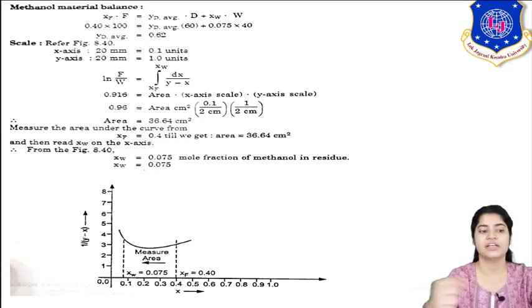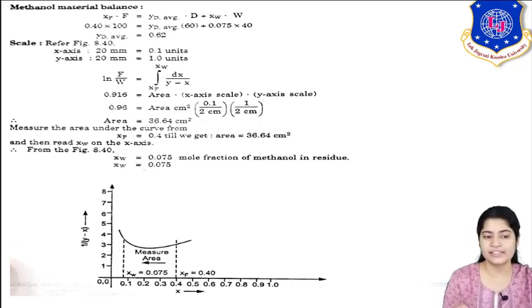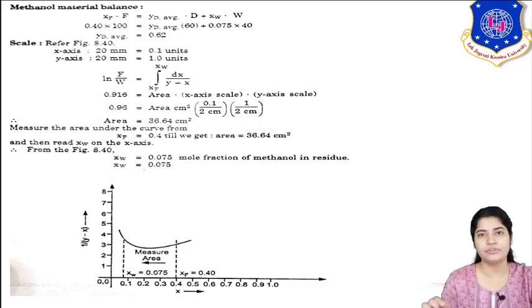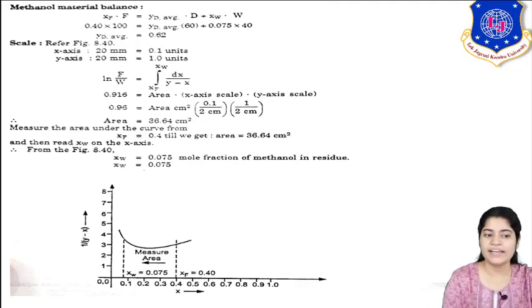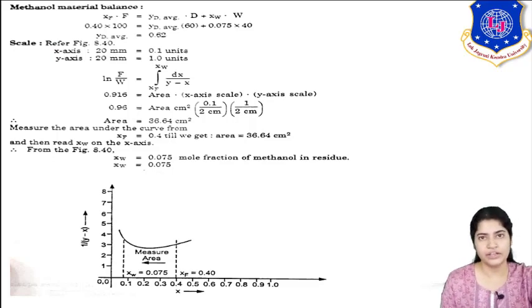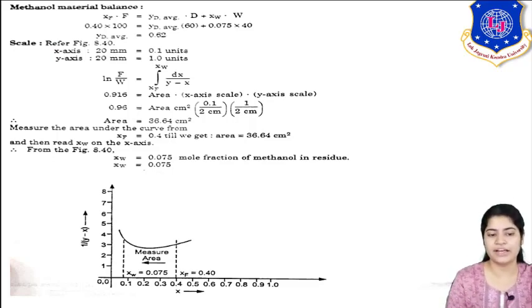Let's study it first. See, the x-axis, refer to the graph. Your x-axis scale is what? 20 millimeter is equal to 0.1 unit. 20 millimeter means 2 centimeter is equal to 0.1 unit. The y-axis is what? 20 millimeter is equal to 1 unit. Now you can see how I have calculated.